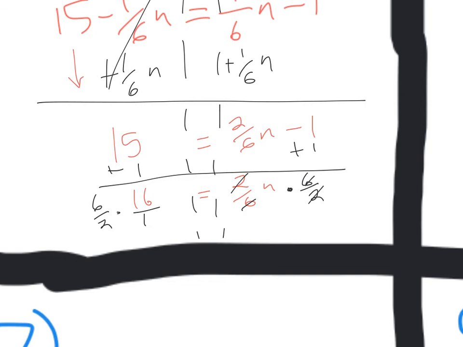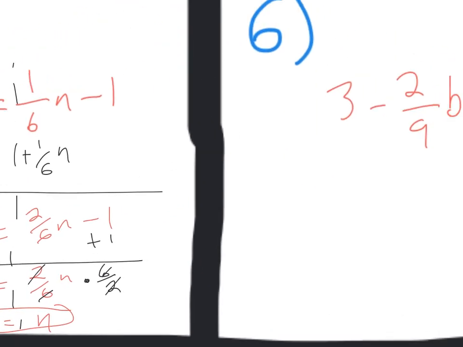32 over 2. 32 divided, whoops. Let's actually go ahead and cross cancel over here. 2 goes into itself 1 time and goes into 16 8 times. Now multiply across, 6 times 8, and you get 48. So n equals 48. A little bit harder there, but we could still figure it out. Let's move on to number 6.